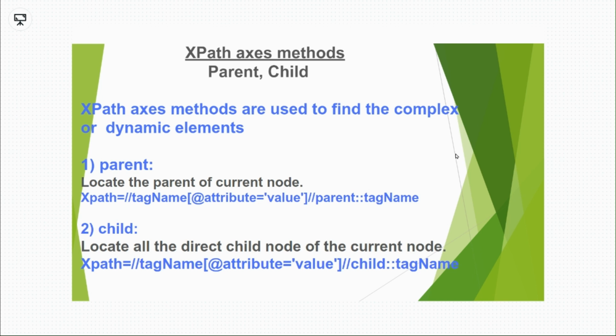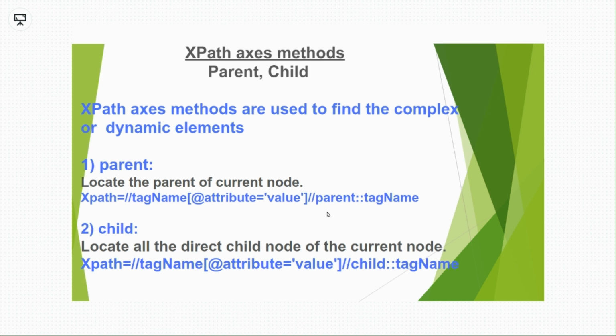So let's understand what the parent access method is. The parent access method locates the parent of a current node, and this is the syntax. It starts with double forward slash, tag name, attribute equals value. This is our generic XPath syntax, and then double slash parent double colon tag name. So this is the syntax to find the parent of a current node.